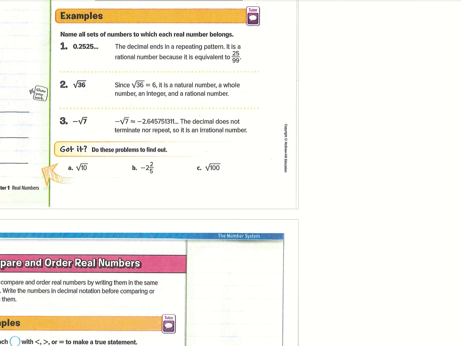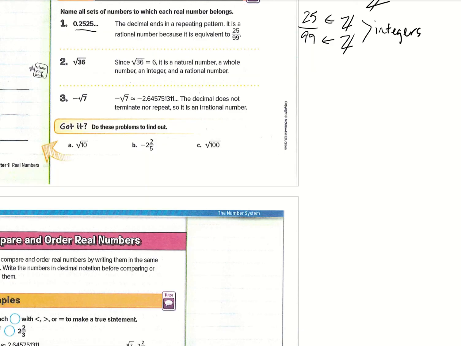In example 1, the decimal ends in a repeating pattern. You have this decimal here, 0.252525, and that 25 repeats on and on. We know that's a rational number because it is equivalent to 25 over 99. 25 and 99 are both integers. This symbol I'm making here just means integers. As a side note, it's a Z with a line through it. If you see that, it means integers.